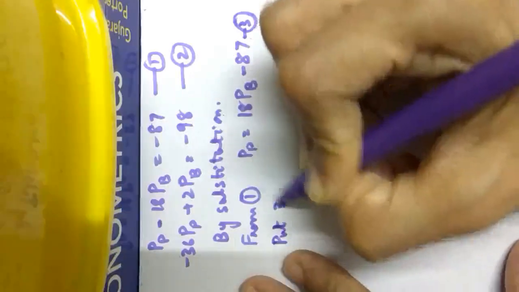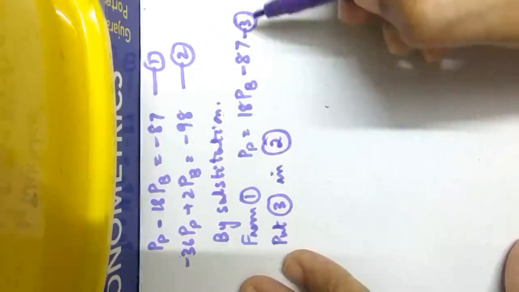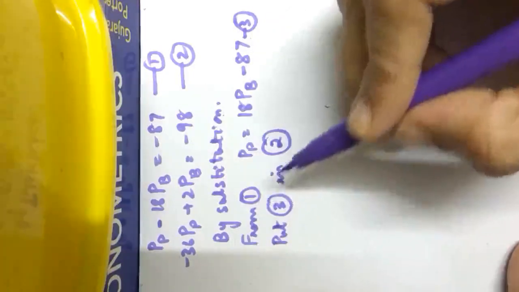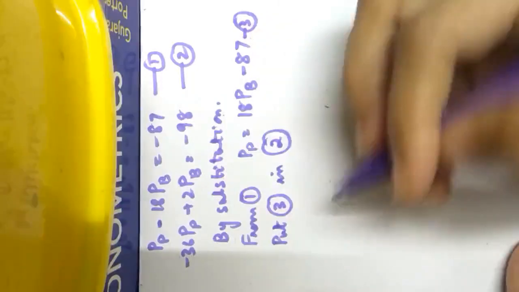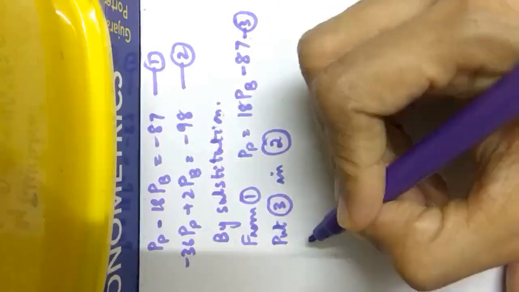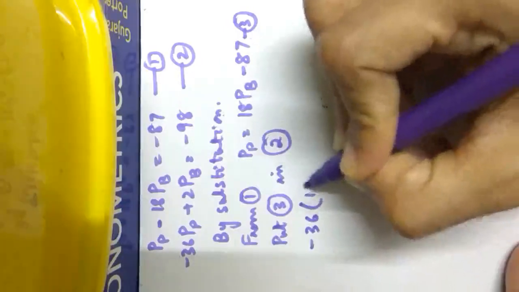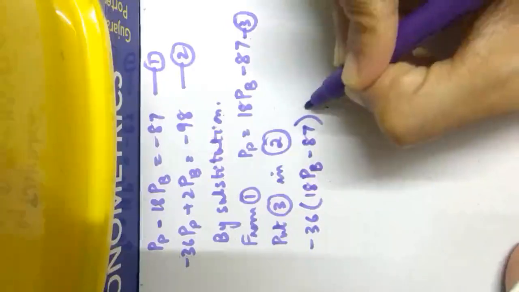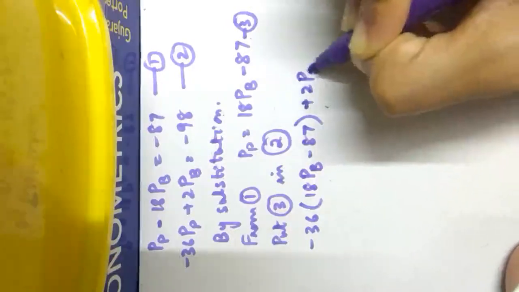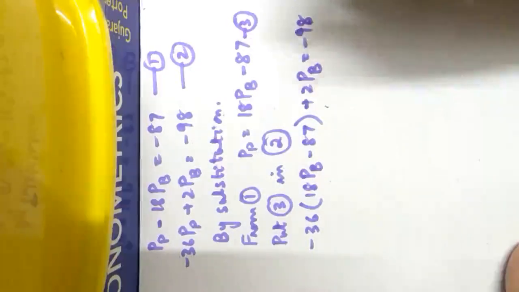So putting 3 in the second equation. Since I got the relation from equation 1, I'm going to use this relation in the second equation, right? So that's minus 36 times, instead of PP, I'm going to write 18 times price of beef minus 87, plus 2 times PB is equal to minus 98.